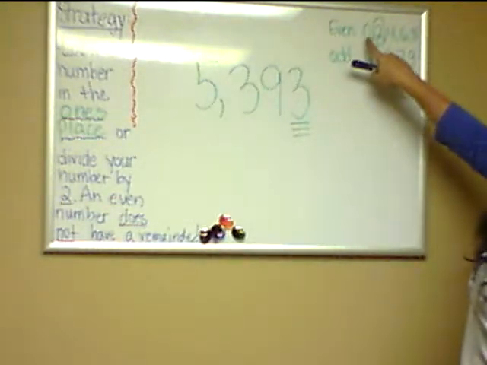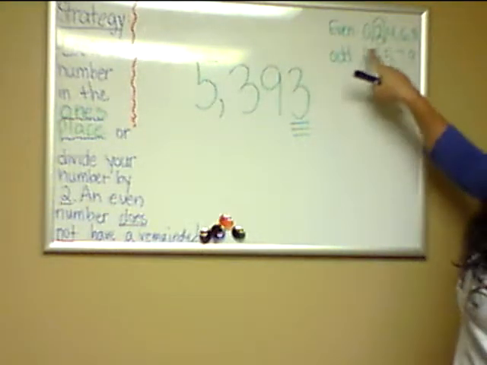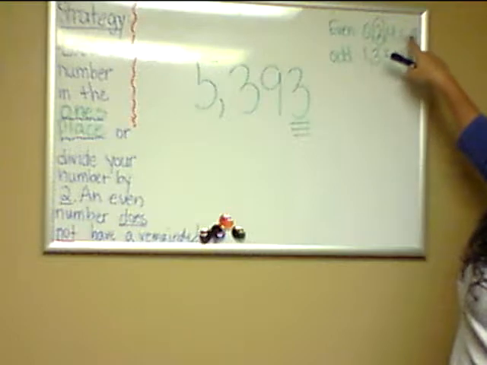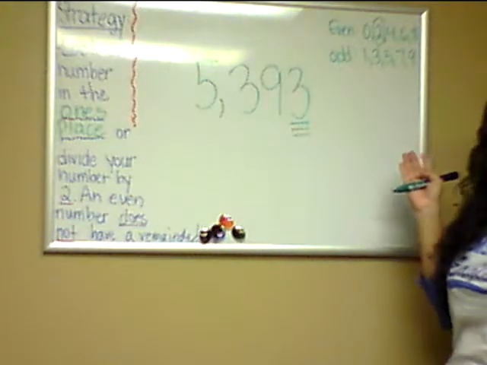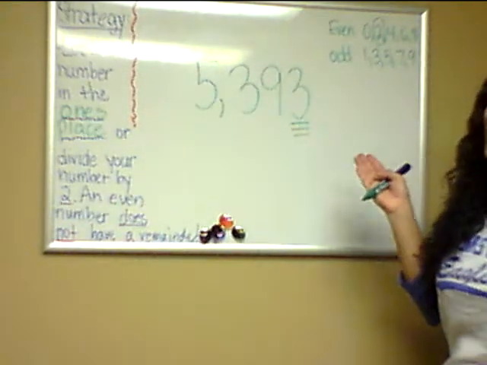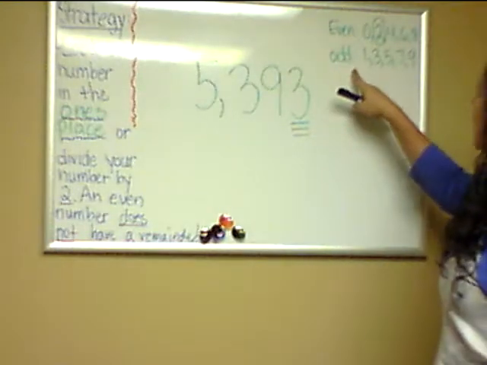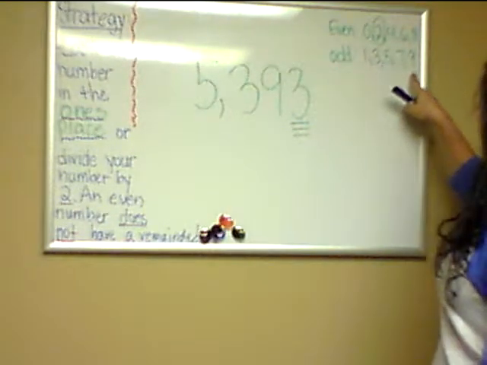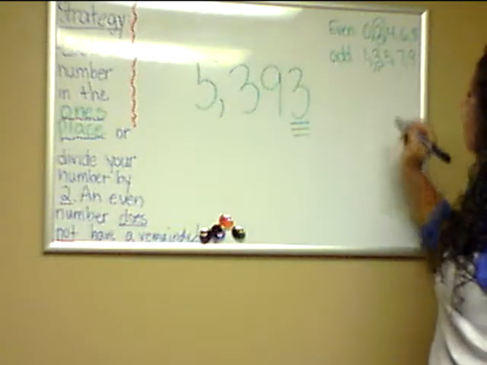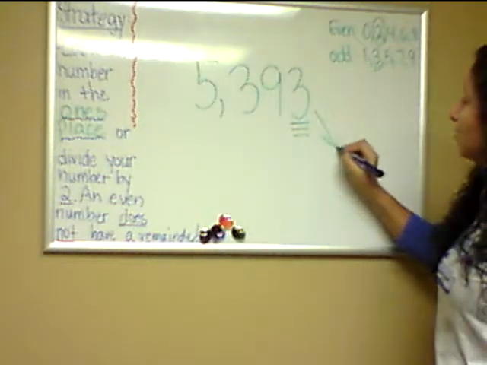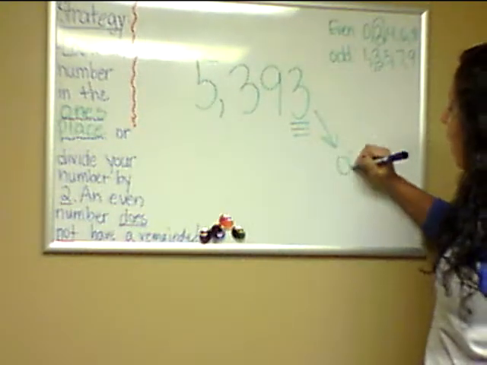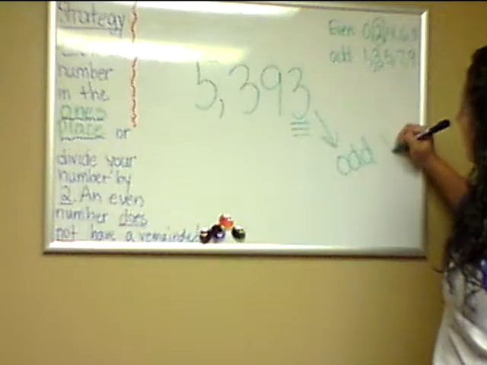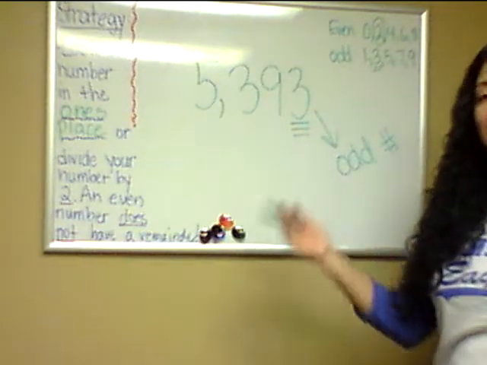Well, look at the key that we made up here. 0, 2, 4, 6, 8. Those are all even numbers. And you can skip count even numbers by 2. Odd numbers, 1, 3, 5, 7, 9. Oh, there's the 3. So we learned that 5,393 is an odd number. Very simple strategy.